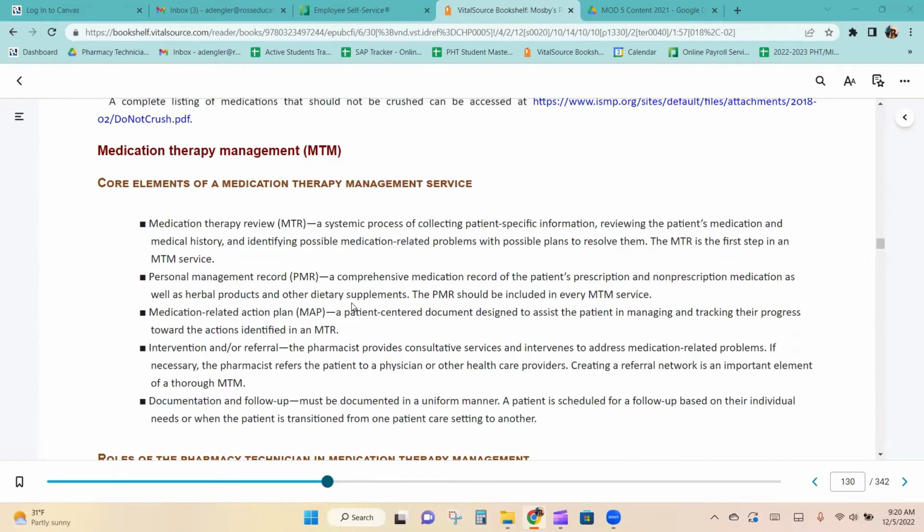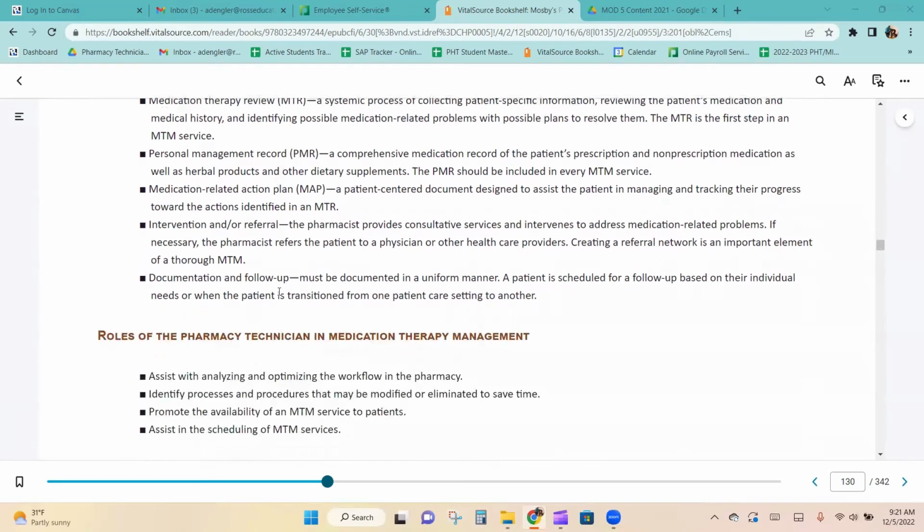Personal medication record, a comprehensive record of the patient's prescriptions and non-prescription medications, as well as herbal products and other dietary supplements. The PMR should be included in every MTM service. Medication-related action plan, a patient-centered document designed to assist the patient in managing and tracking their progress towards the actions identified in an MTR. Intervention and/or referral, the pharmacist provides consultative services and intervenes to address medication-related problems. If necessary, they refer the patient to the physician and/or other healthcare providers.